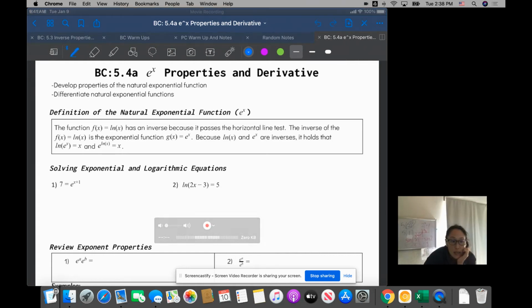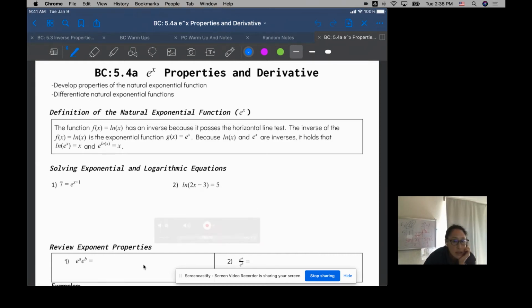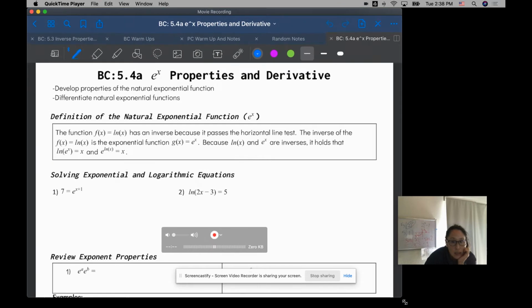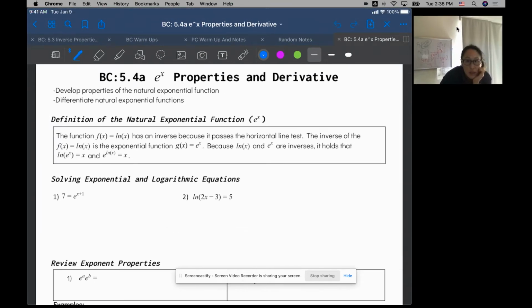Okay, today brought to you by the letter E. Just kidding. Okay, so we're going to do e to the x properties and derivatives, just in case you all forgot about e to the x properties.